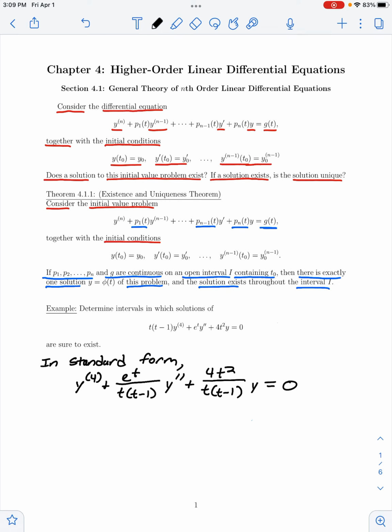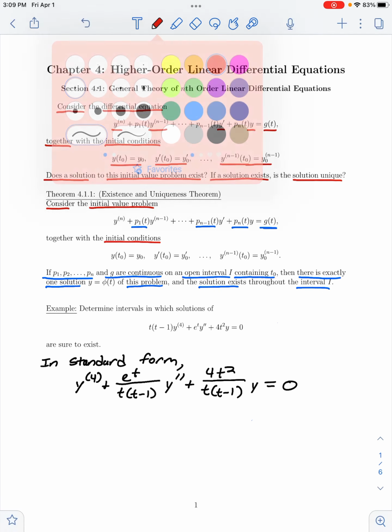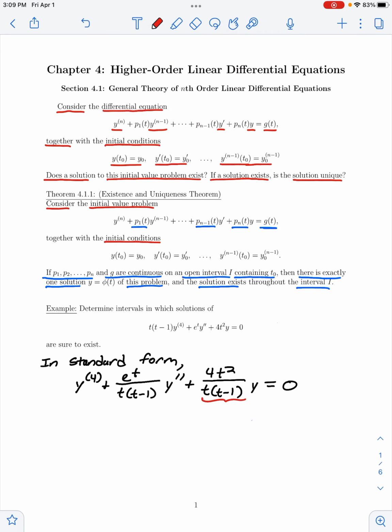So let's look at these coefficient functions that we have. The function in front of y is what we call Pn of t. So for a fourth order equation, we would be calling this P4. Then we didn't have any y prime term. And then moving to our y double prime term, we would call this P2 of t. There was no y triple prime term. And then our g of t function is 0. This is a homogeneous fourth order linear equation, since that right-hand side is 0.